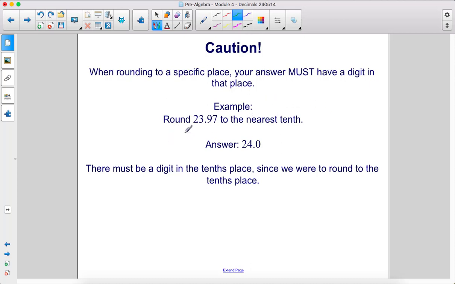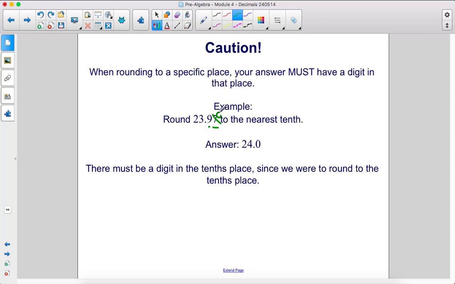So for example, let's round 23.97 to the nearest tenth. Tenth is the 9. That's in the 10th spot. We're going to look at that 7. 7 is greater than 5. So it is going to round this 9 up.